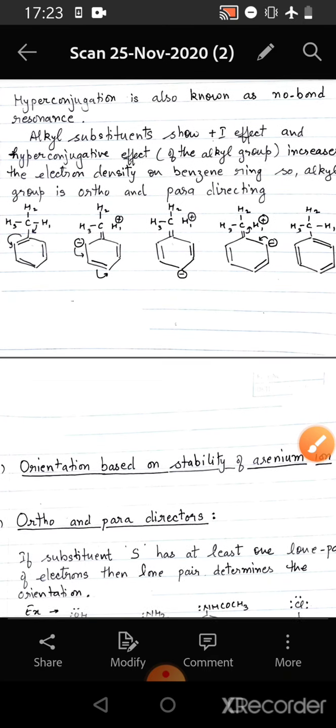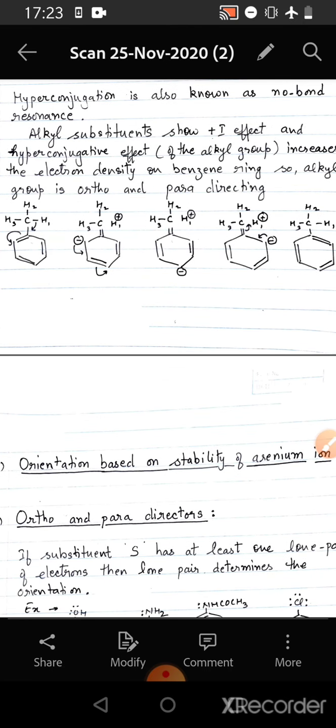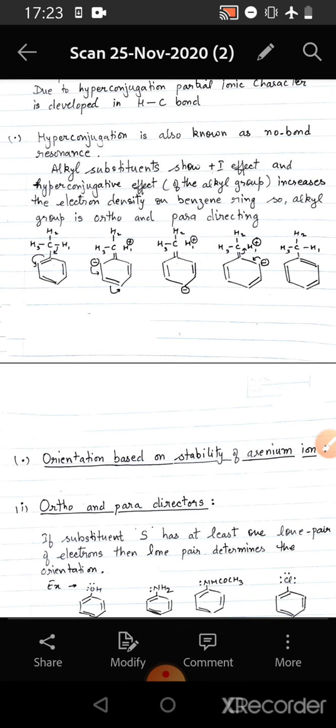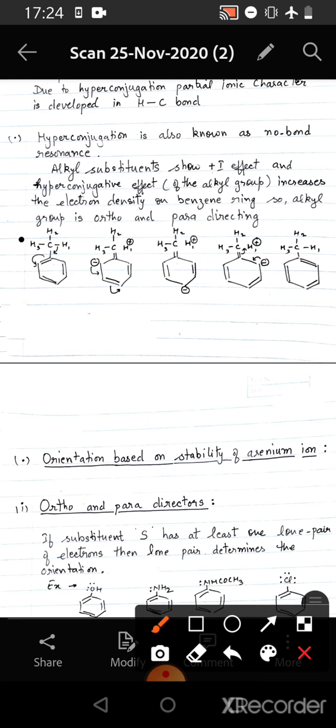So we see the alkyl substituents show a plus I effect, and the hyperconjugative effect of the alkyl group increases the electron density on the benzene ring. So the alkyl group is ortho and para directing. Take this methyl group, in which we have marked the hydrogens as 1, 2, 3.